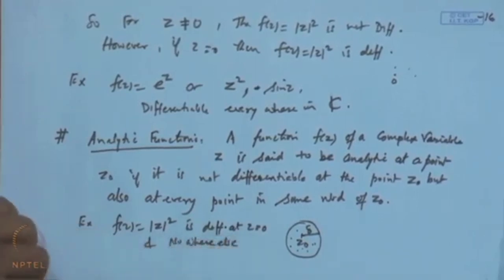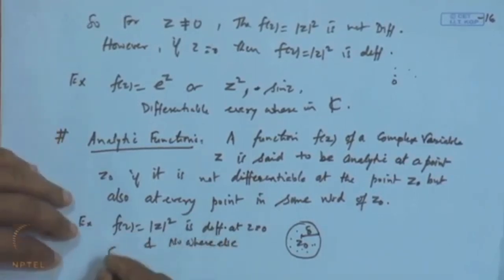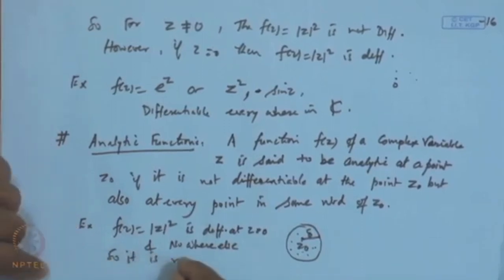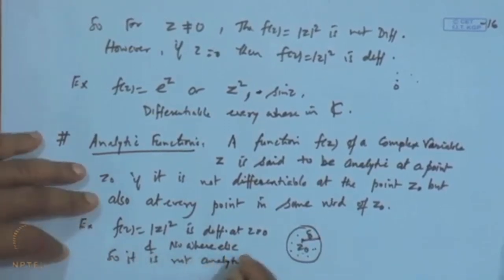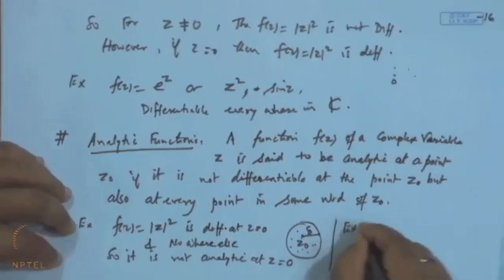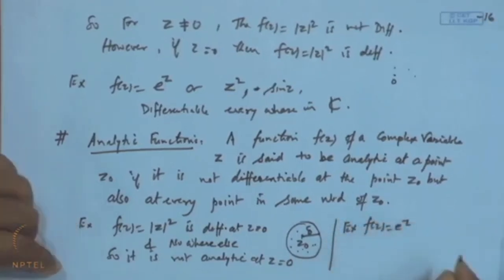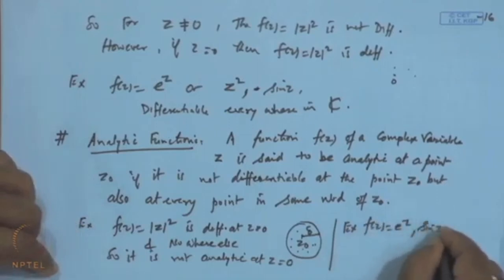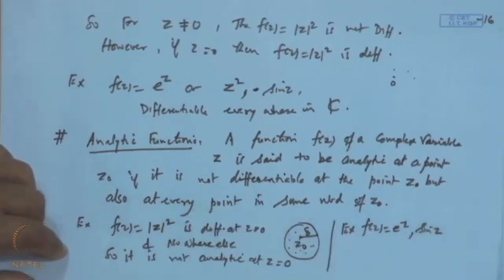So, it cannot be analytic. So, it is not analytic at the point z is 0. However, if we look at the function f(z) equal to e to the power z or sin z, these are functions which are differentiable throughout the complex plane. So, whatever point you choose and whatever neighborhood you choose around that point, at every point the function remains differentiable. So, it will be an analytic function throughout.